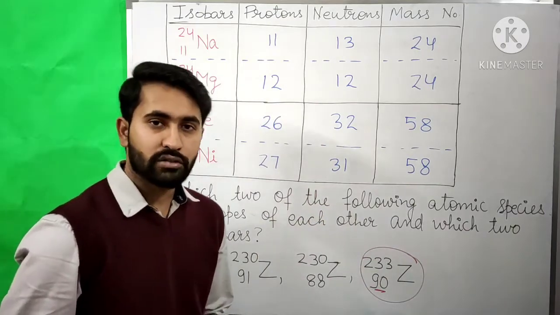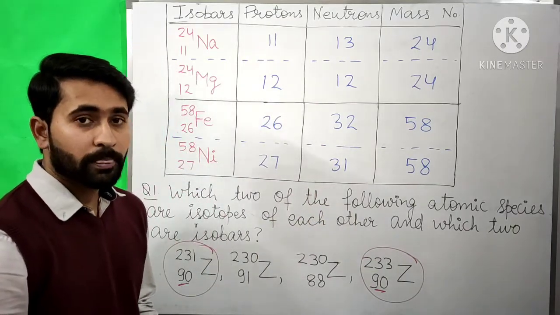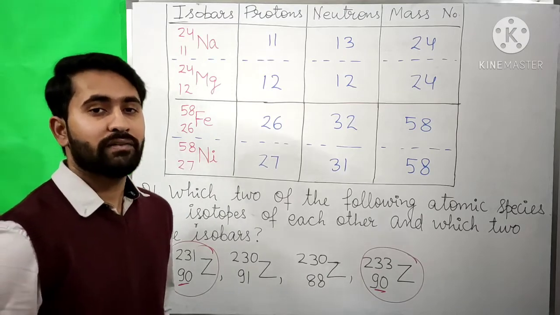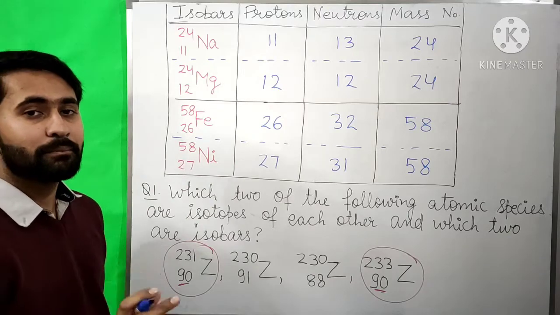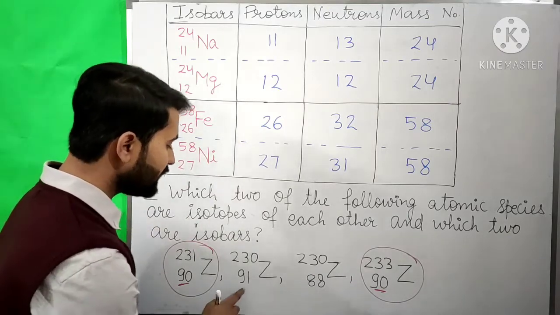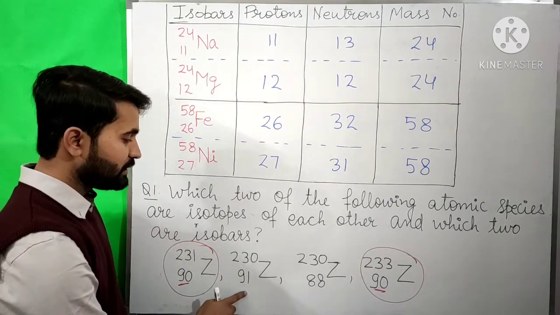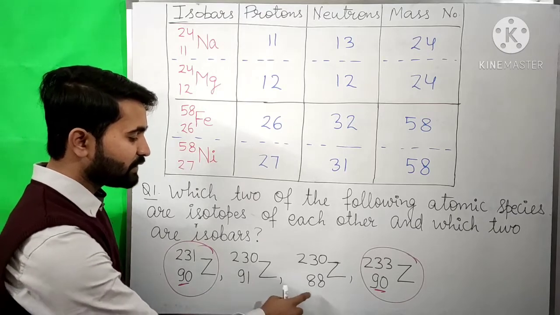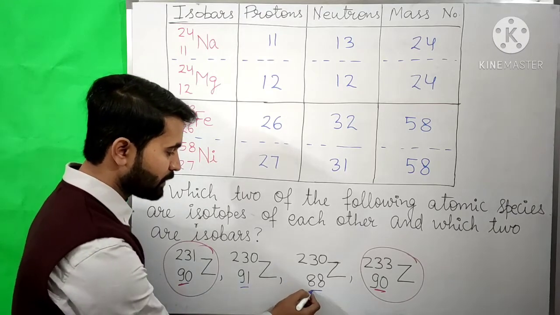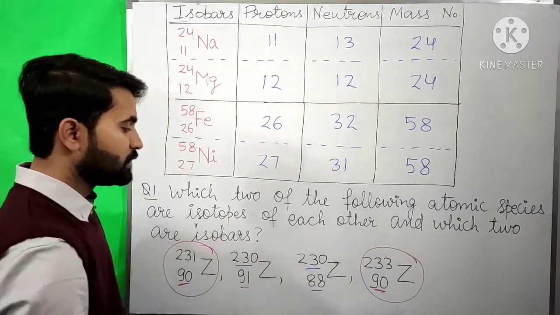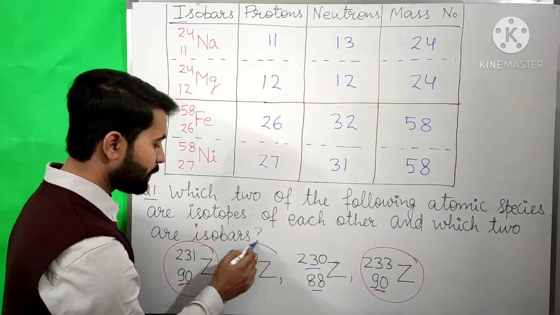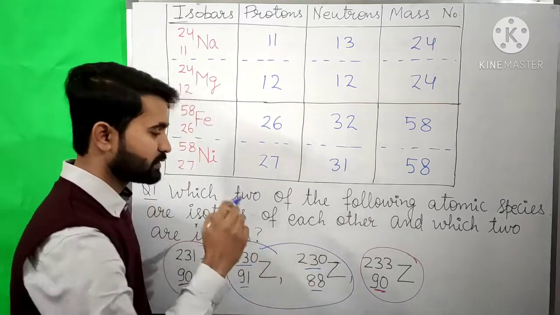Now for the isobars, we have to look for the atoms which have different atomic numbers but the same mass number. So here we can see that these two have different atomic numbers and their mass numbers are the same. So they both are a pair of isobars.